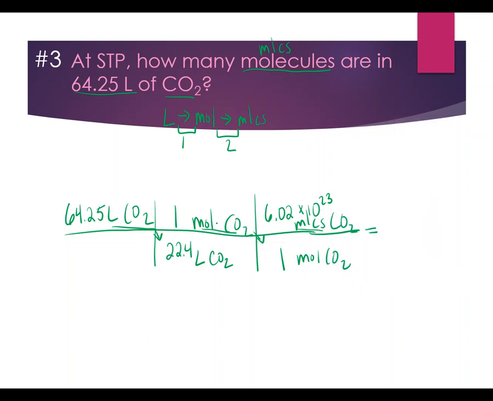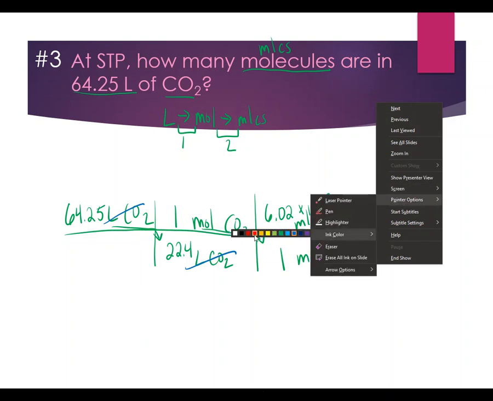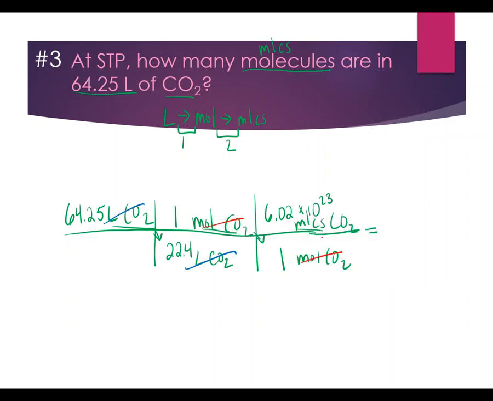I like to cancel in different colors. It makes it easier. Liters cancel with liters. Moles cancel with moles, of course, so that leaves me with molecules. This is what I want. Now, when we're putting this in the calculator, now that it has more than one step, it's going to be 64.25 times 1 times 6.02 times 10 to the 23rd. That's all in the numerator, and then on the bottom it would be 22.4 times 1.